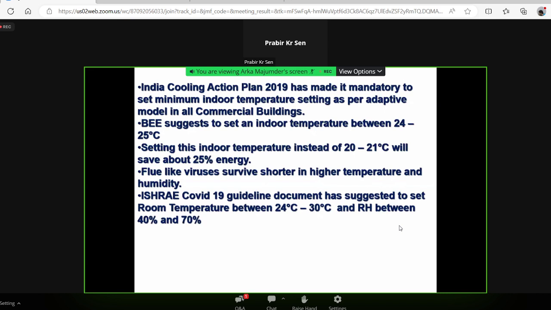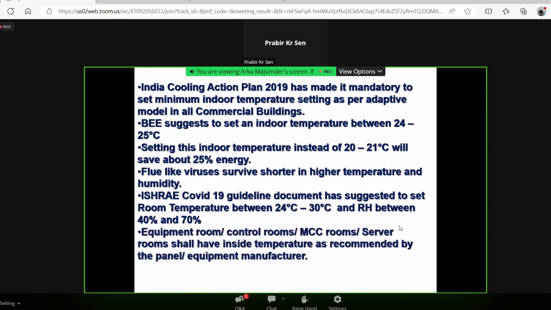That's what I have said. And sometimes in the MCC room, unnecessarily we set the temperature at 22 degrees centigrade. Electrical rooms, control rooms, it's not needed. Talk to the manufacturer. They will say 28 degrees centigrade is okay. Have a word with the supplier of the panel or the MCC or server, what temperature they want.